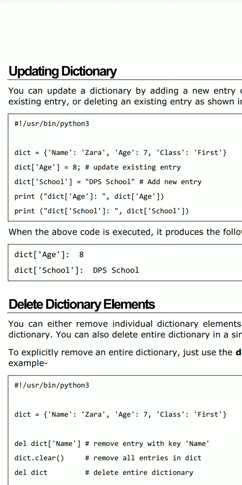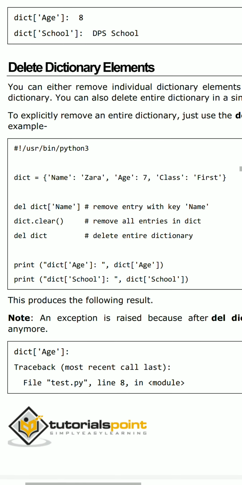Adding a new value to the dictionary, that is, the district of the dictionary of a school is equal to DPS school. And so I am printing both values onto the output screen. So the compiler considers these values and prints them onto the output screen successfully.